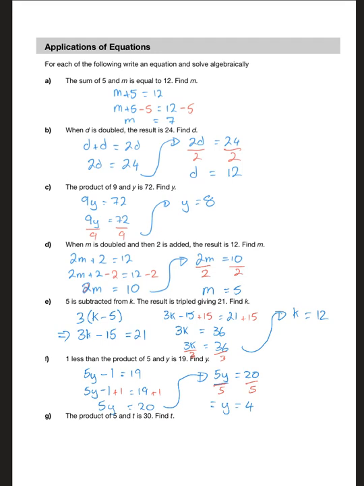And we've got the last one on this page, the product of 5 and t is 30. So product of 5 and t is simply 5t is equal to 30. So we have to just simply undo that 5 times t. So we end up with 5t being equal to 30, where we divide both sides by 5 to undo that. Okay, so then we end up with t being equal to 6. And that's the first page done.